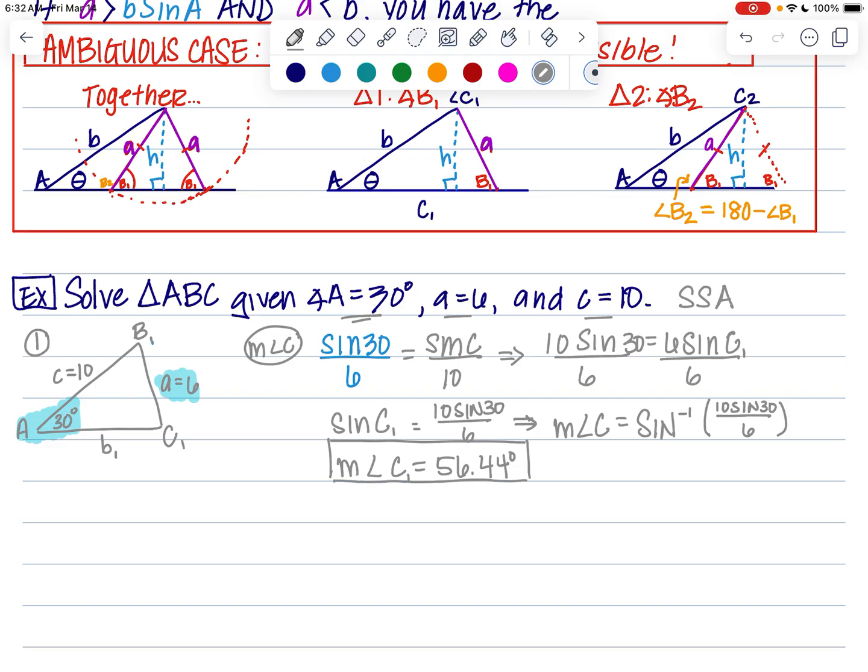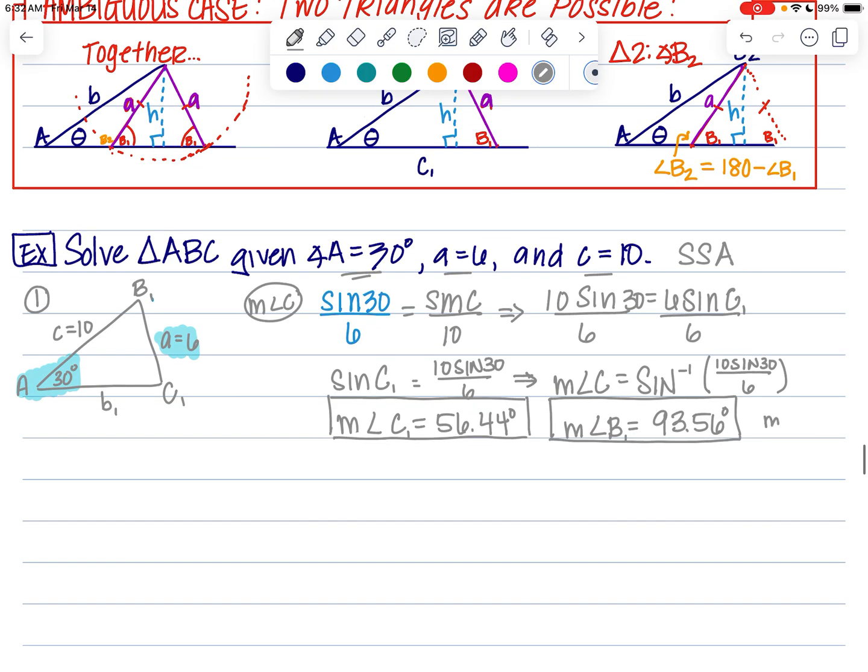I can use my triangle angle sum theorem to figure out the measure of angle B, so 180 minus 30 minus 56.44 is going to give me an angle B1 measure of 93.56 degrees. That's fantastic. I now have my missing two angles. That's awesome. So here's the measure of angle B. I found that. And now I just have to find side B, side B1.